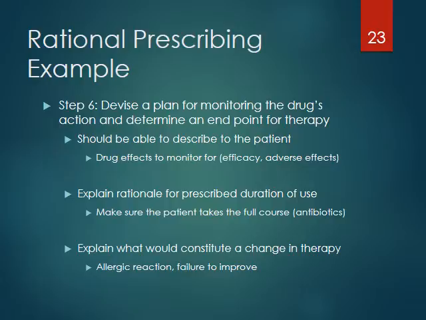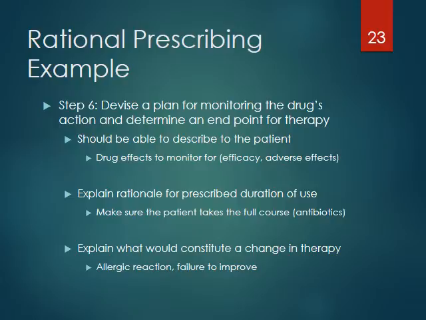Again, explain the rationale for the prescribed duration of use. With this one, you're going to be treating for a prescribed number of days, which the guidelines will provide for you, and then you want to make sure the patient takes that full course. So even if they're feeling better after 2 or 3 days, make sure they're really taking it for the full prescribed 10 to 14 days, whatever the drug you selected happens to be, so that you don't have recurrence of disease later on.